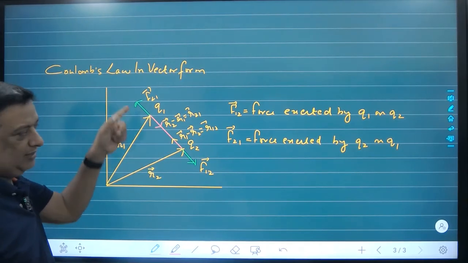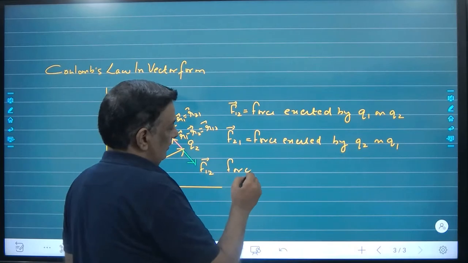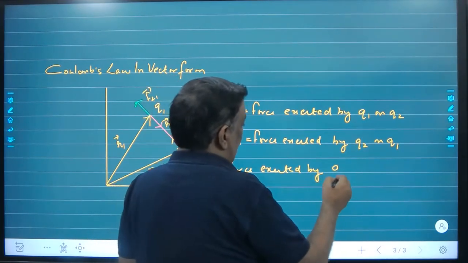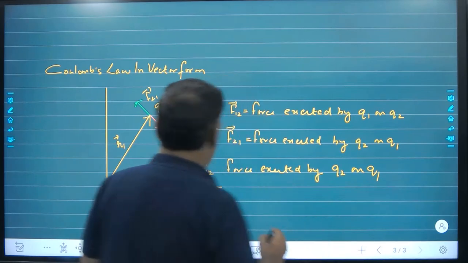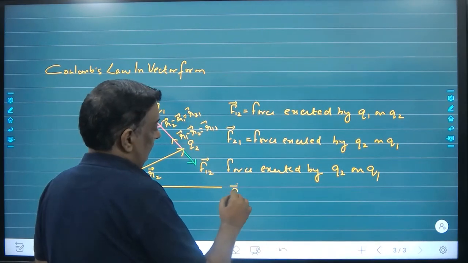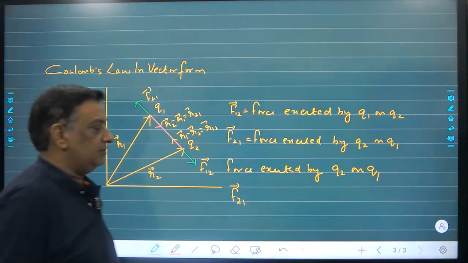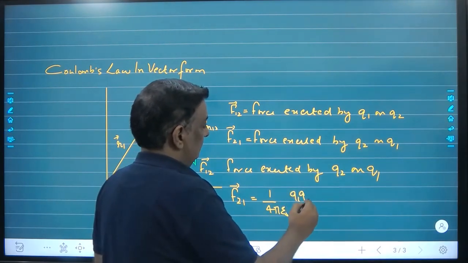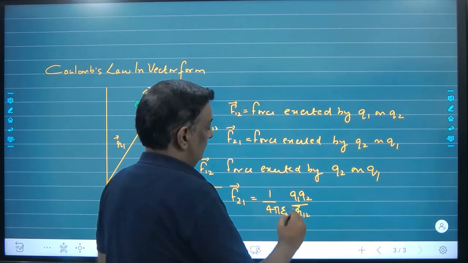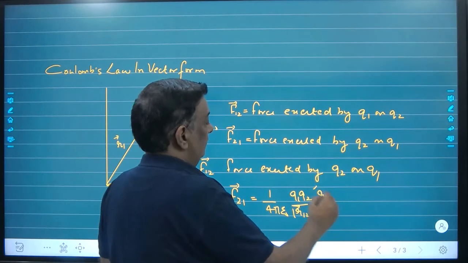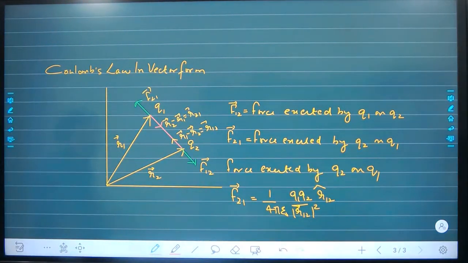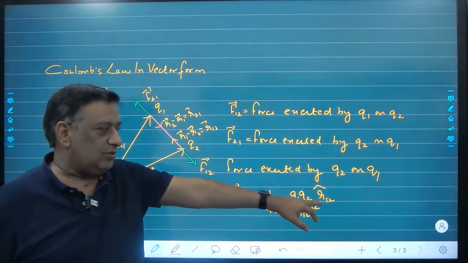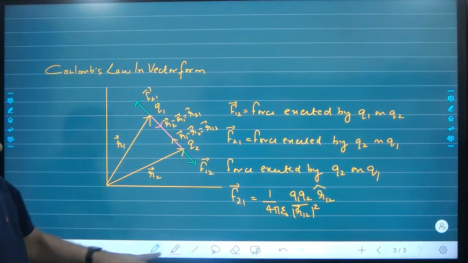Because dono is direction mein point kar rahe. So force exerted by Q2 on Q1. Because vector sign likh rahe hain, so we will remove the mod. Unit vector R12 is used to denote the direction of force because R12 ki aur F21 ki direction same hai. So we are using unit vector R12. This signifies that R12 and F21, they are in the same direction.